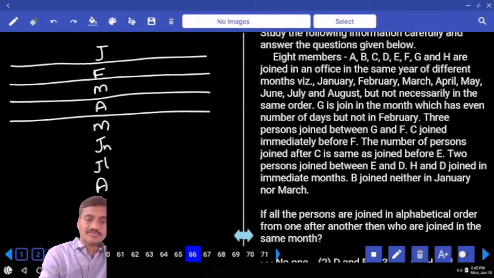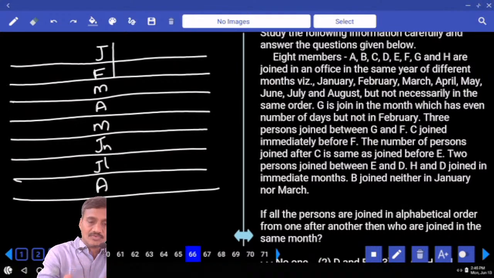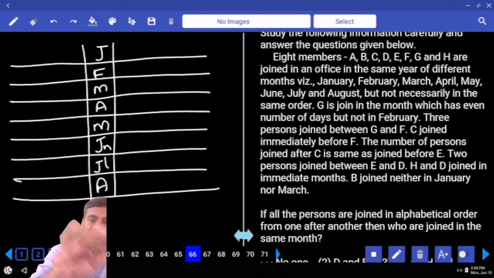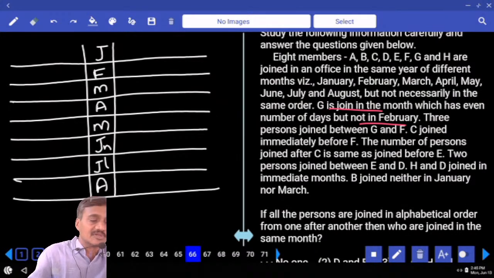Then coming to condition number 1, what is the information we have? First write down the months at the center and extend the lines like this, wherein you can work out 2 possibilities simultaneously. Coming to the first one, G joined in the month which has an even number of days but not in the month of February. Tell me how many possibilities we have? 2 possibilities. What are those? Either April or June. Hence, as we have 2 different possibilities, we represent these 2 simultaneously.